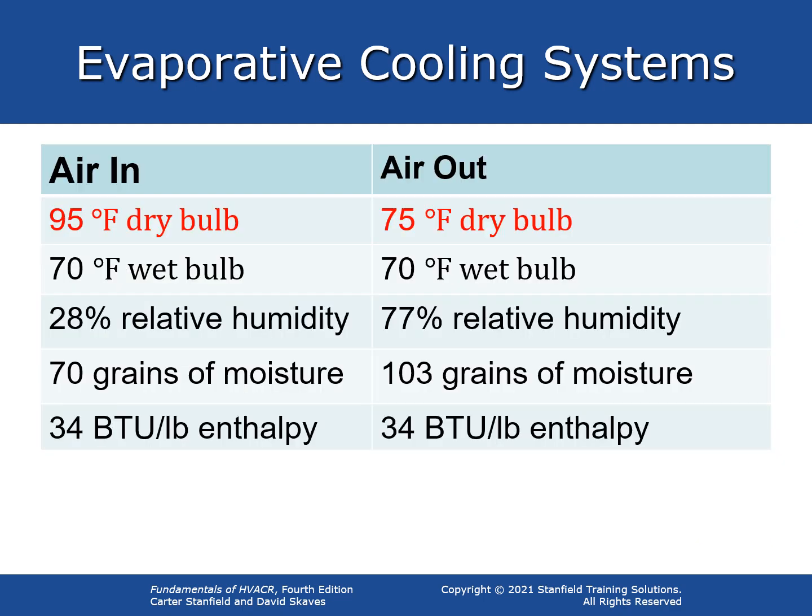This chart shows the change in the air in an evaporative cooling system. The air goes in at 95 degrees dry bulb and comes out at 75 degrees dry bulb. Notice the wet bulb does not really change. The relative humidity actually goes up, as do the grains of moisture. The enthalpy stays the same.